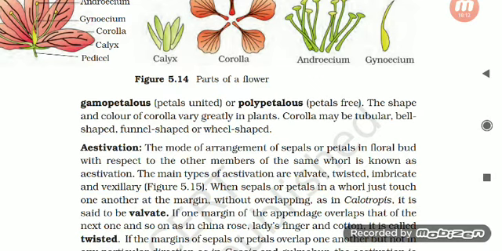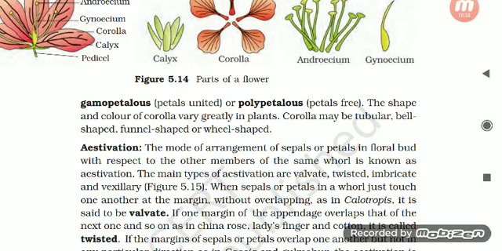Aestivation, the mode of arrangement of sepals or petals in floral buds with respect to the other members of the same whorl, is known as aestivation. The main types of aestivation are valvate, twisted, imbricate, and vexillary. When sepals or petals in a whorl just touch one another at the margin without overlapping, as in calotropis, it is said to be valvate.